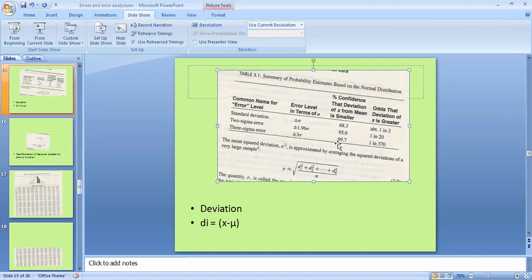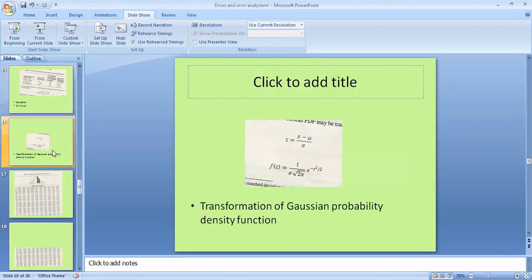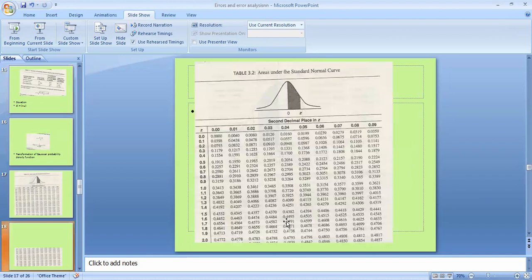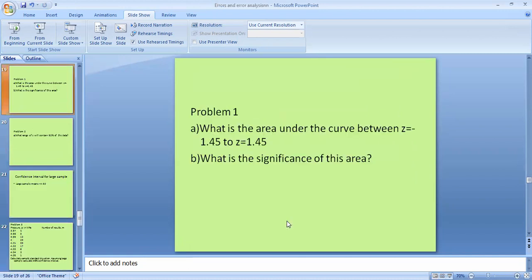I have already shown you the deviation. Di is the deviation and sigma is the standard deviation. We have already seen the value of Z. These tables I already provided.